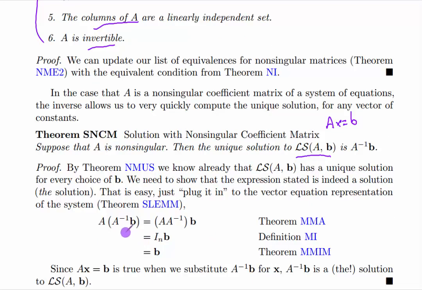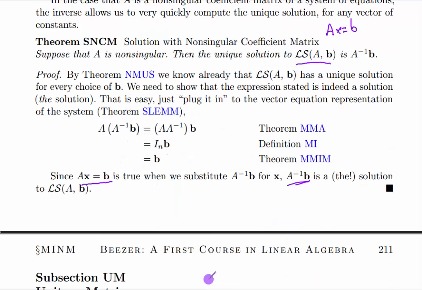Let's see that that actually works. If I take A times A inverse B, well, then I get A A inverse times B, which is the identity times B, which is B. So in fact, A inverse B must be the unique solution to AX equals B.